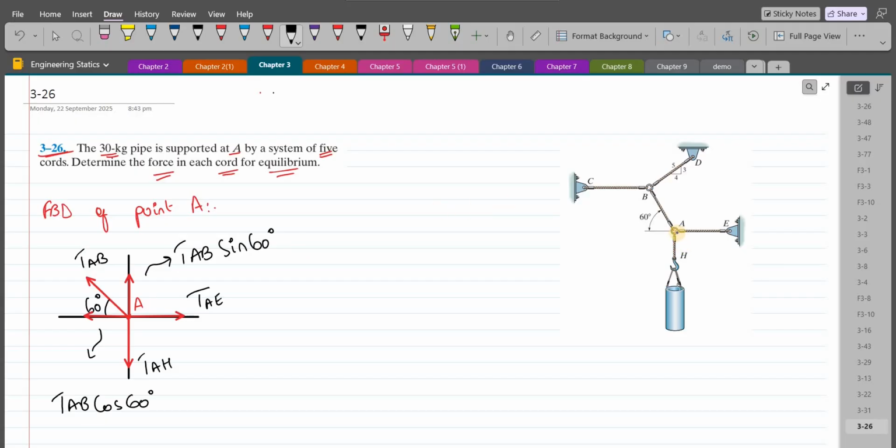We know that the cord AH is supporting the load. So the tensile force AH is equal to the weight of the cylinder. So 30 into 9.81. So TAH is equal to 294.3 newtons. This is our first answer.